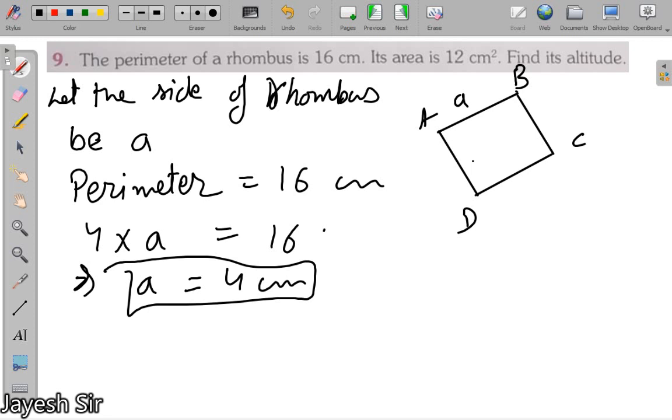The area of this rhombus is given to us as 12 centimeter. We are given that the area of this rhombus is 12 centimeter square. Find its altitude. We have to determine its altitude.